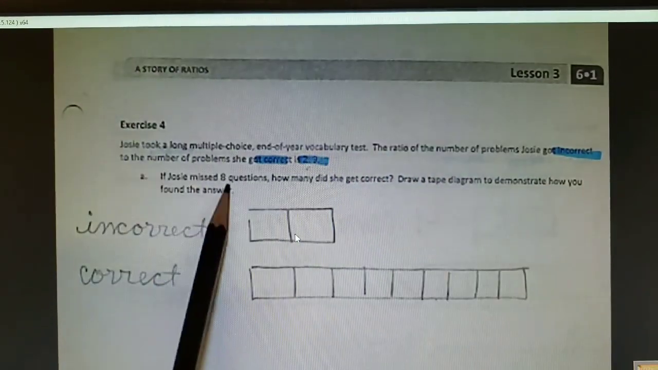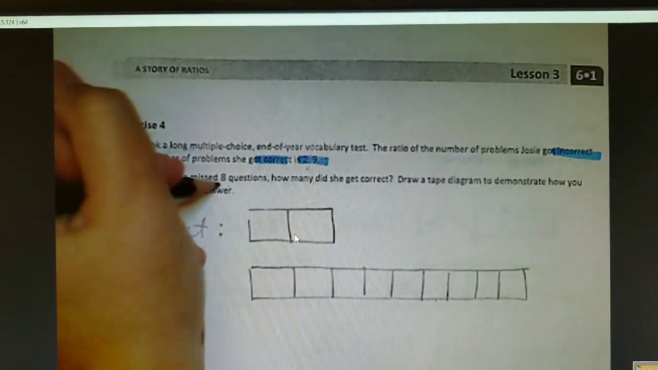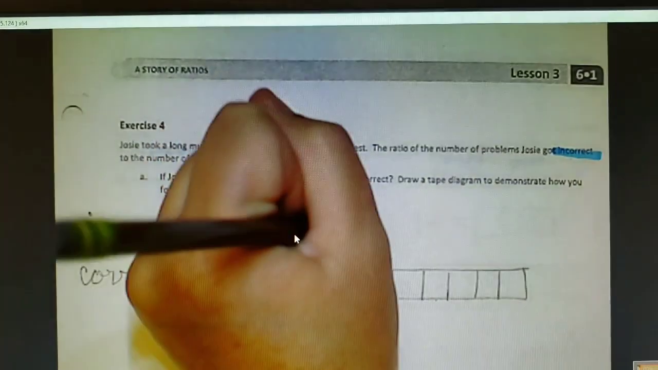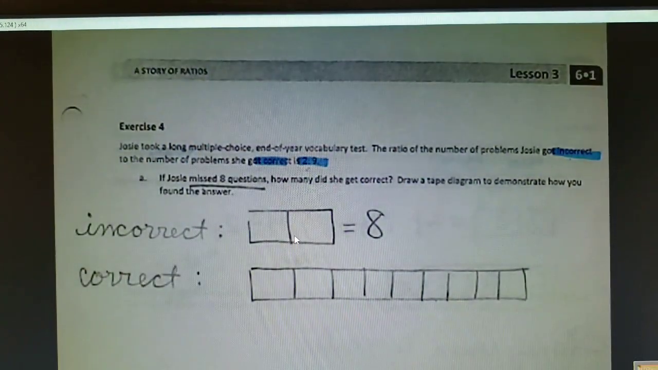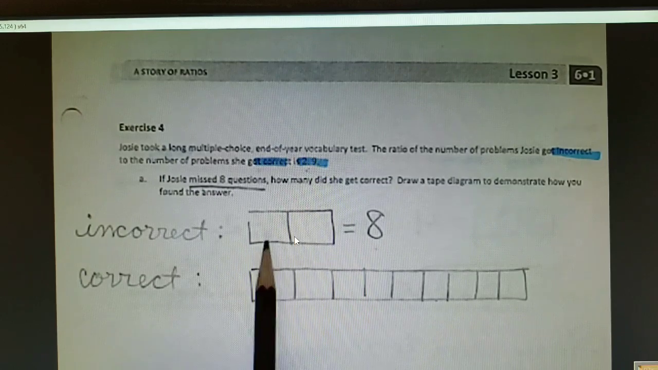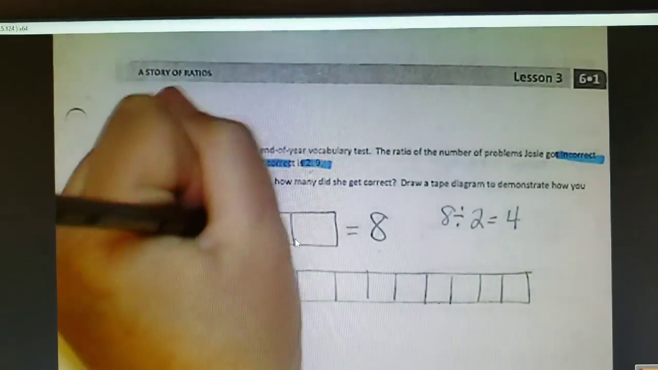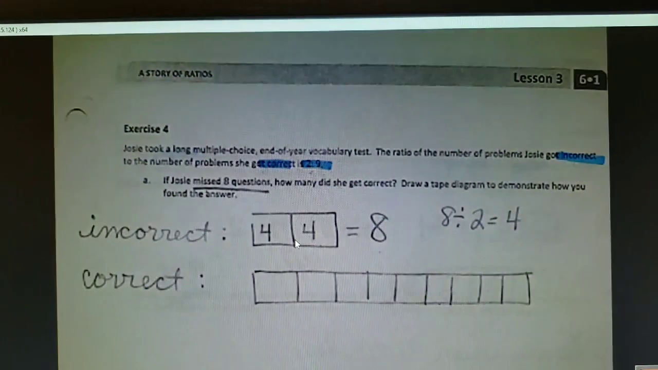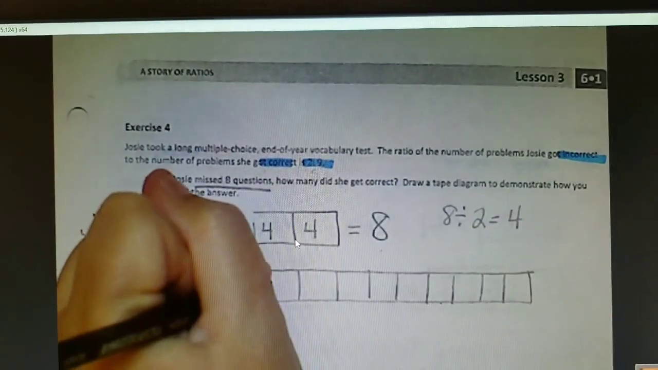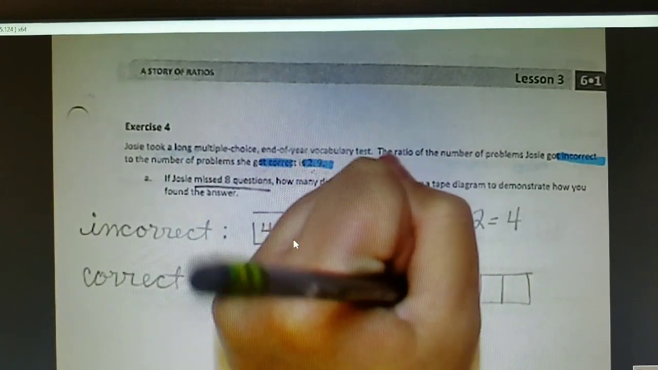If Josie missed 8 questions, so missed lets us know that she got them incorrect. So she missed 8 questions. We're going to put that 8 at the end. Okay, how many did she get correct? So now we have our total is 8 that she got wrong. We have 2 boxes, so 8 divided by 2 equals 4, which means a 4 goes in each one of those boxes. So then for correct, 4 would go in every single one of these boxes.